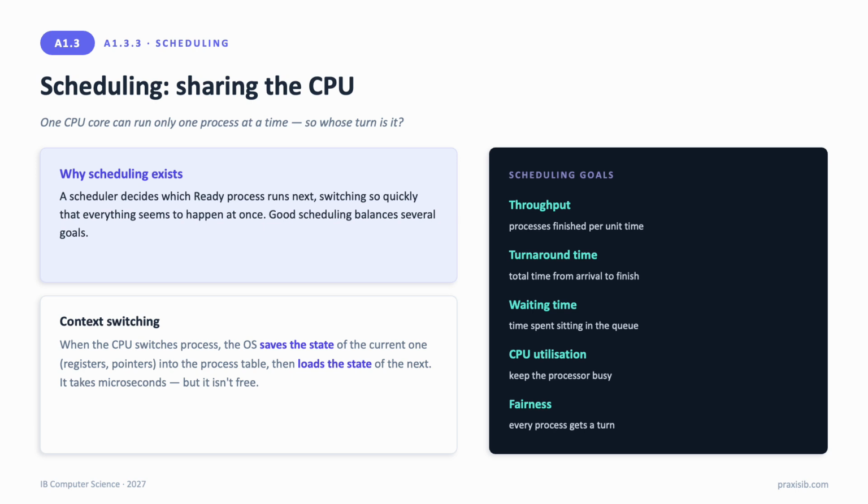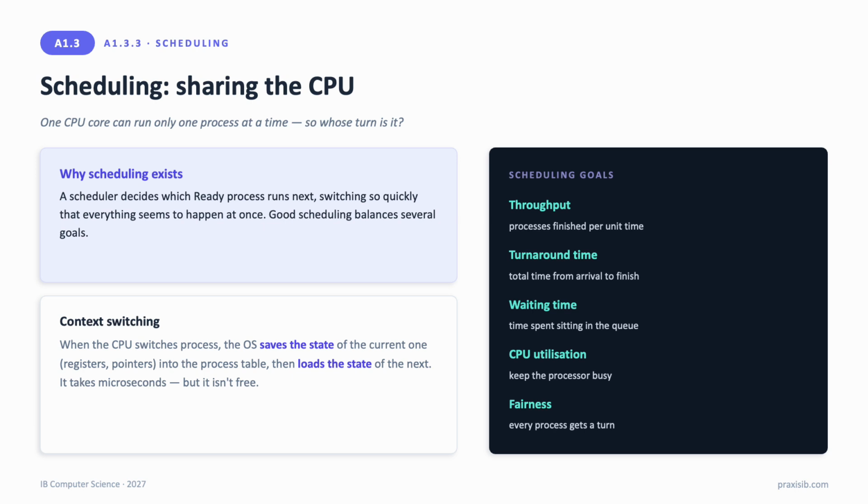The part of the operating system that decides whose turn is next is called the scheduler. A good scheduler tries to balance several goals at once, listed on the right. Throughput, getting as many processes finished as possible. Turnaround time, the total time from when a process arrives to when it finishes. Waiting time, how long it sits in the queue doing nothing. CPU utilization, keeping the processor busy rather than idle. And fairness, making sure every process gets a reasonable turn.